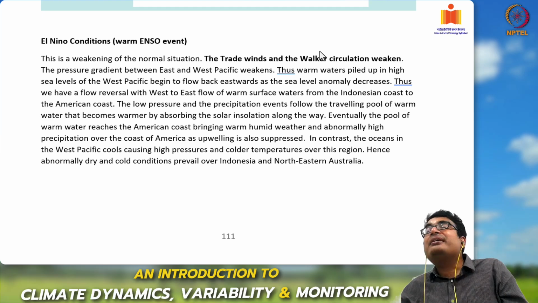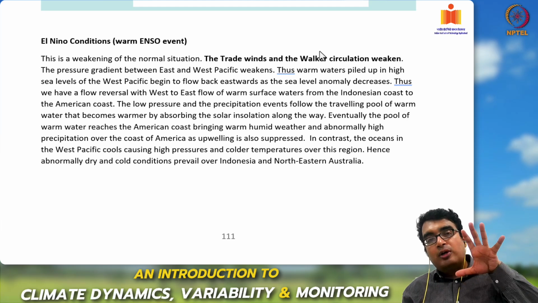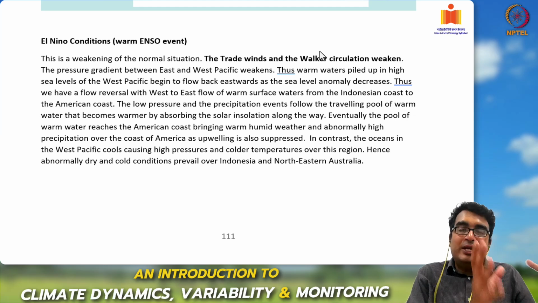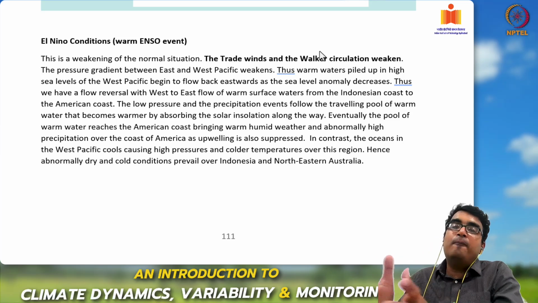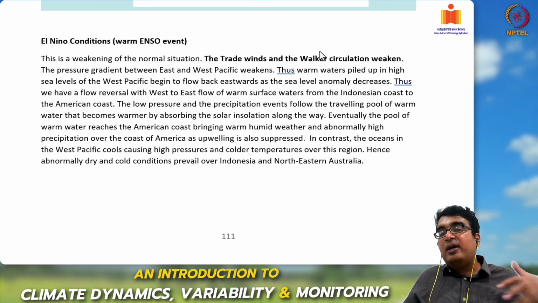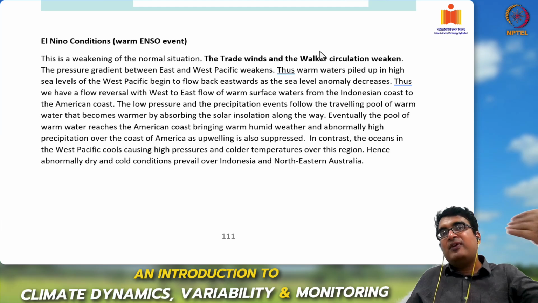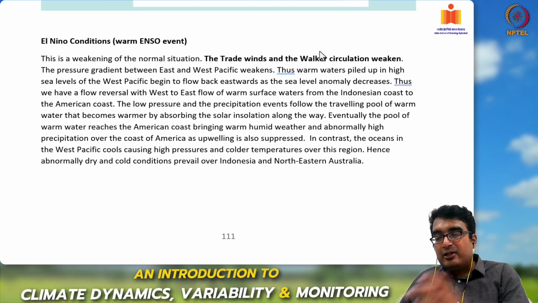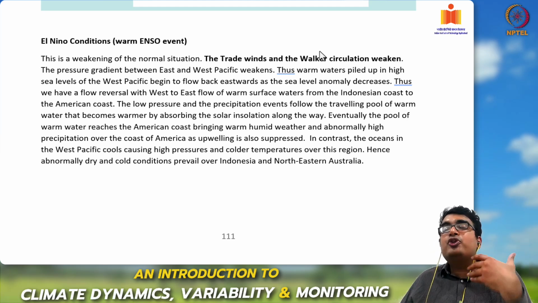Because the trade wind has decreased in strength, the ocean currents have also decreased, and the strong frictional drag force that was pulling the waters in the Western Pacific weakens, and so that pool of mixed layer now begins to move back eastwards. So you have a reverse flow of warm waters moving from the Western Pacific towards the Eastern Pacific. So this is a flow reversal, and as this warm water moves, the low pressure zone also moves with it.